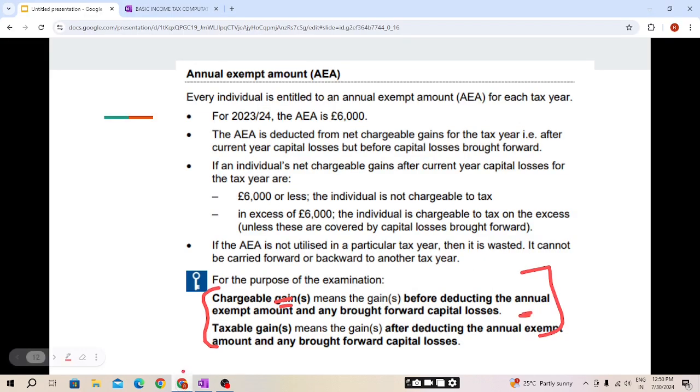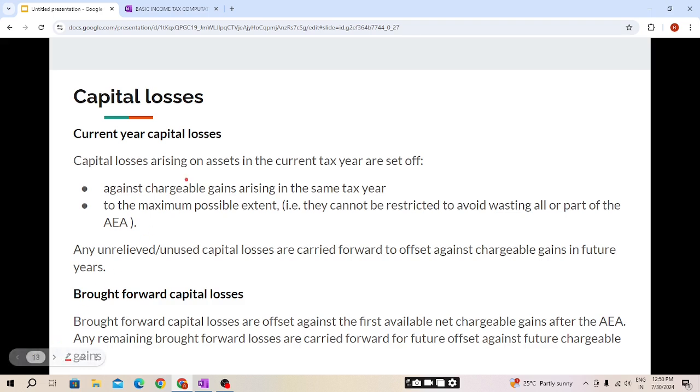Then coming to the capital losses, students. We have two types of capital losses for CGT: current year capital loss and brought forward capital loss. Current year capital losses arising on assets in the current tax year are set off against chargeable gains arising in the same tax year to the maximum possible extent. That is, they cannot be restricted to avoid wasting all or part of the AEA.